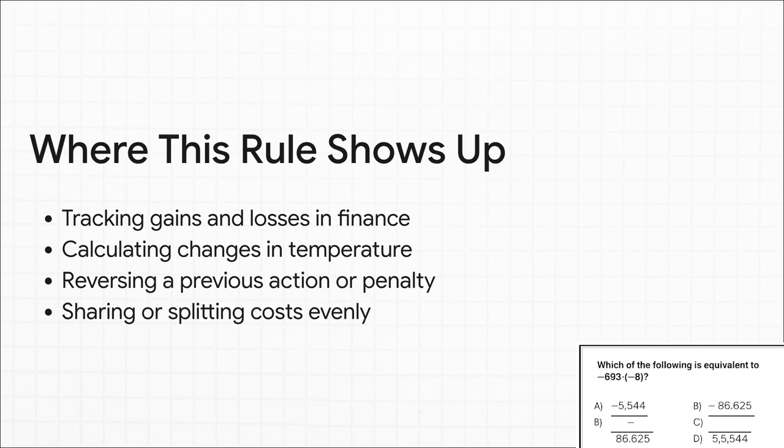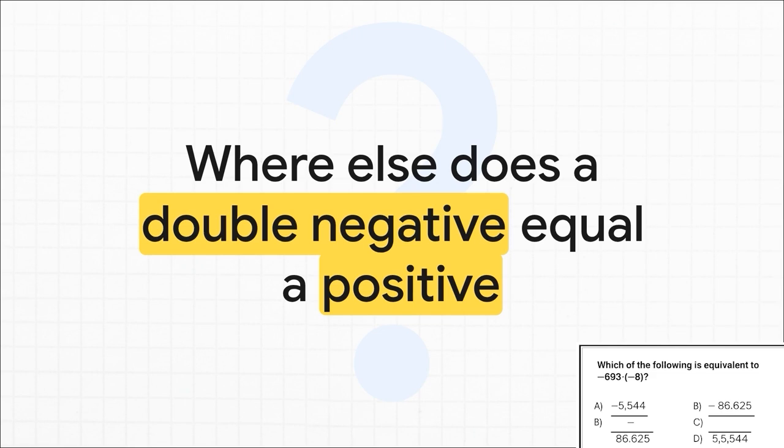Okay, deep breath. You just learned 2 powerful ideas you will use all year. 1, fractions stop working when the denominator is 0. Find the x values that make that happen. 2, when multiplying, same signs make a positive result. Different signs make a negative result.